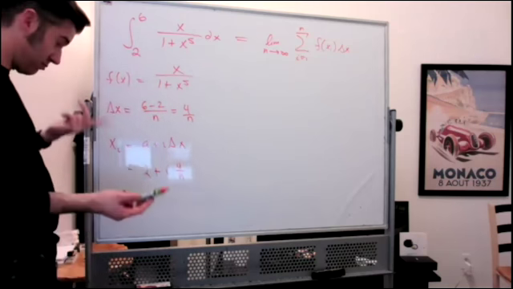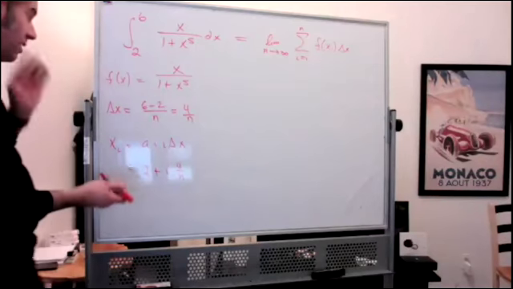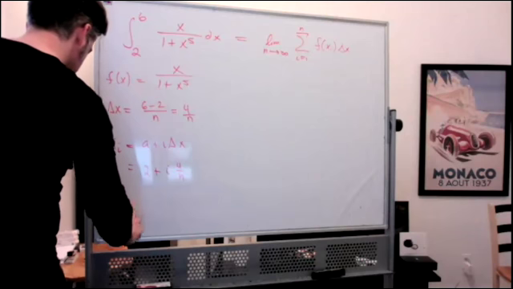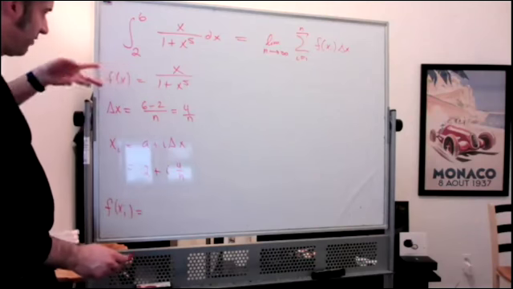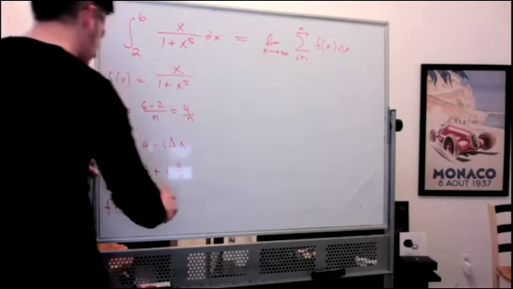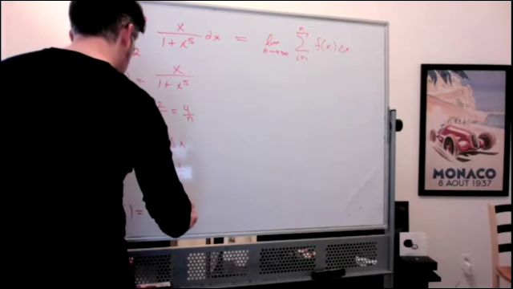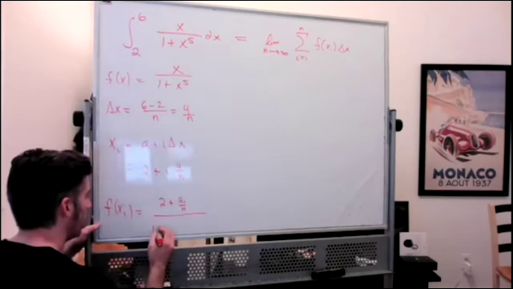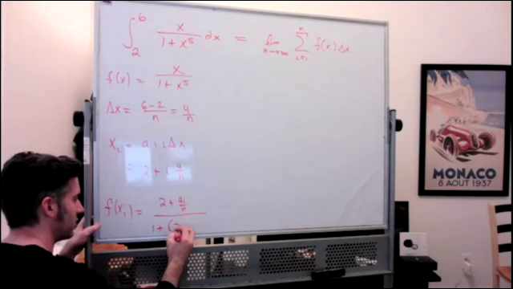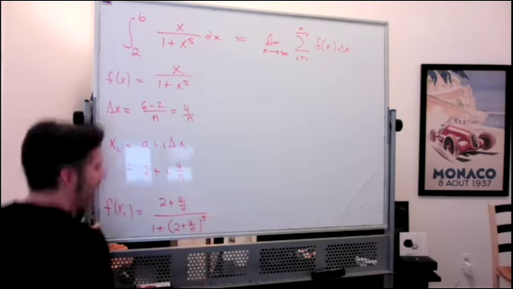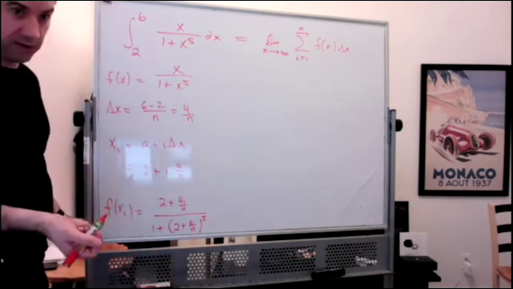Okay, that's fine. And so then f of x sub i would be this function with that subbed in for each x. So it would be 2 plus 4i over n over 1 plus that same thing, 2 plus 4i over n, to the 5th. I would not bother with simplifying this.